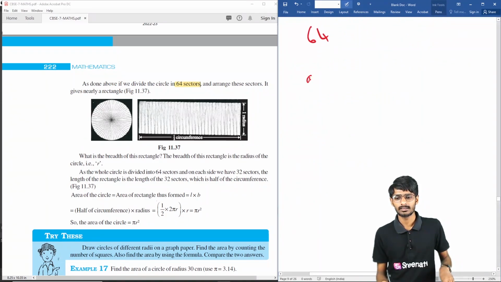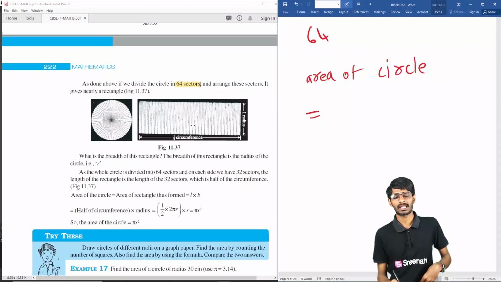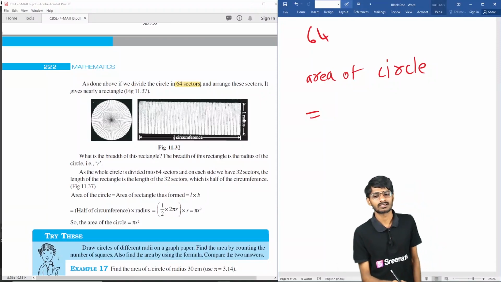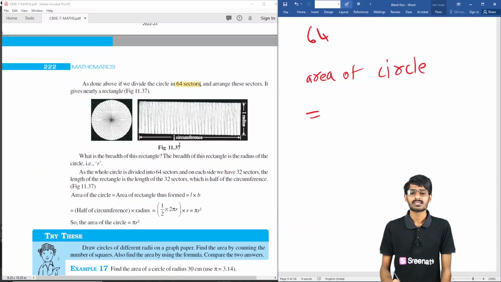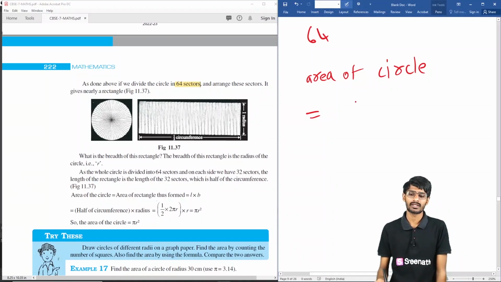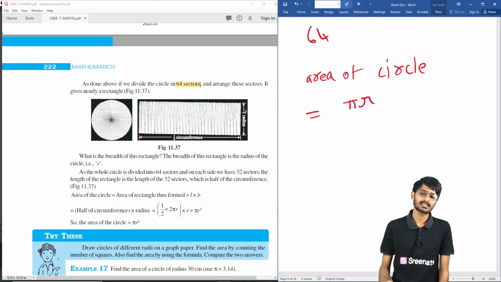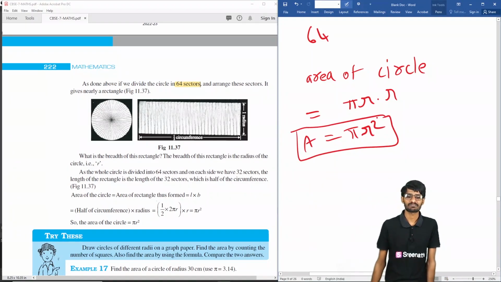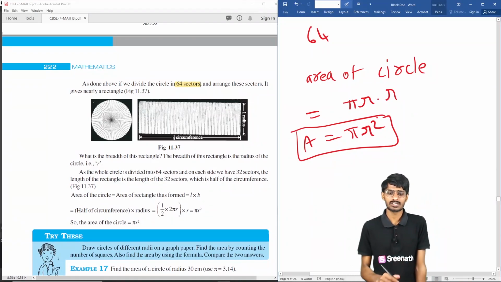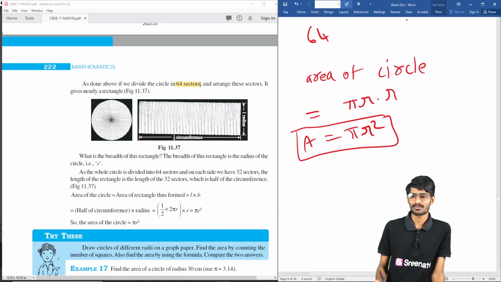Therefore, finally, area of circle is equal to how much? It is nothing but the area of the rectangle. Area of the rectangle is length into breadth, so L into B. Length is half of the circumference. Circumference is 2 pi r. 1 by 2 into 2 pi r is pi r, into breadth, which is the radius, another r. So finally it is pi r square. This is the formula for the area of the circle, students. Now we will use this formula to solve some problems.